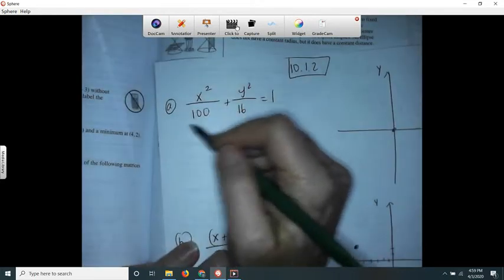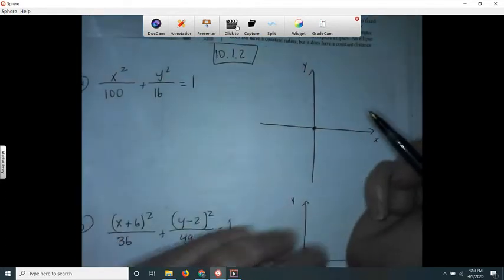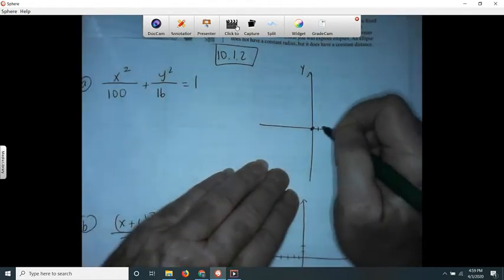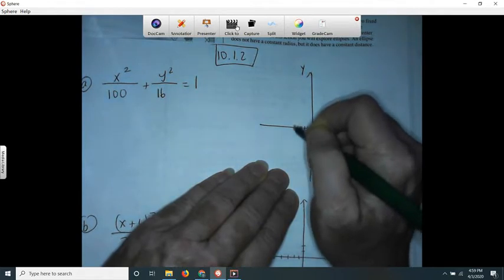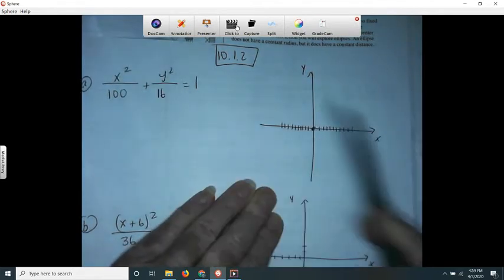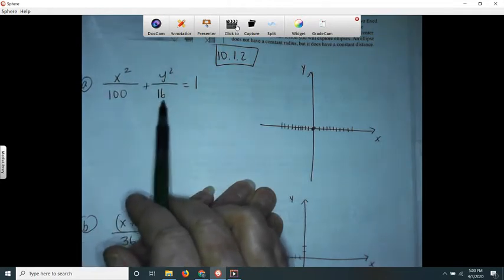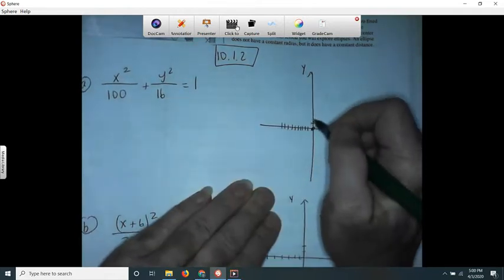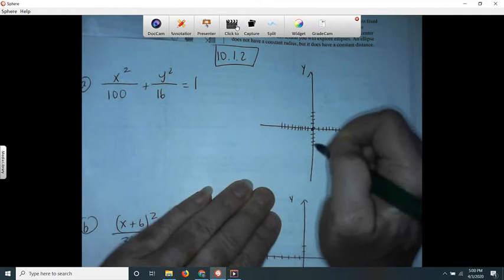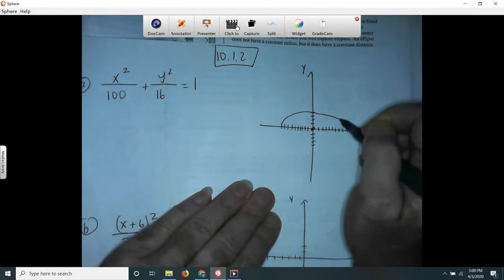And then this right here, this is a squared. So the square root of that would be 10. That shows me that I'm going to go 10 to the right and 10 to the left. I'm doing that on the x-axis because it goes with x. And then here, the square root of 16 is 4, because that's b squared. And then these are the vertices and the co-vertices.